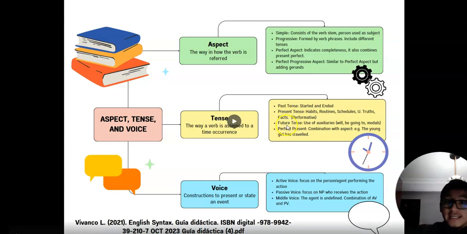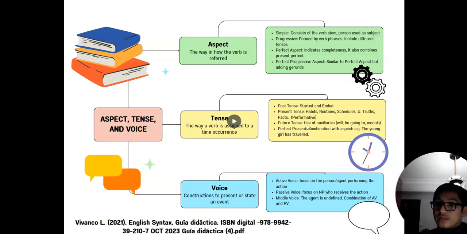And then we have the future tense, where we have the uses of auxiliaries that are will, be going to, and modals. So what happened in this tense? In the previous tenses, the verbs are modified, but in the future tense, the verbs are not modified. Why? Because we have the use of auxiliary will, be going to, and modals. So the verbs remain in their original forms.